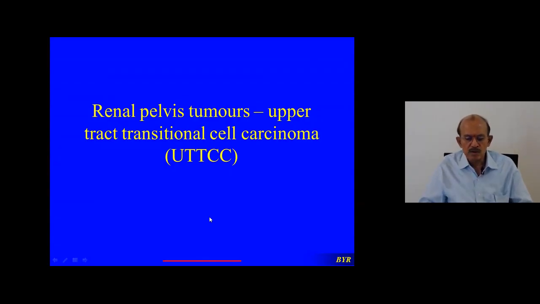So if you have no doubts, we will proceed to the next topic, that is renal pelvis tumors. That means upper tract transitional cell carcinoma. Already I told you upper tract means it is kidneys and ureters. Transitional cell mucosa is present only for the pelvis of the kidney and ureter.